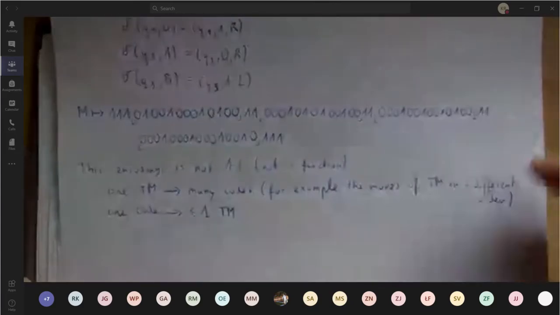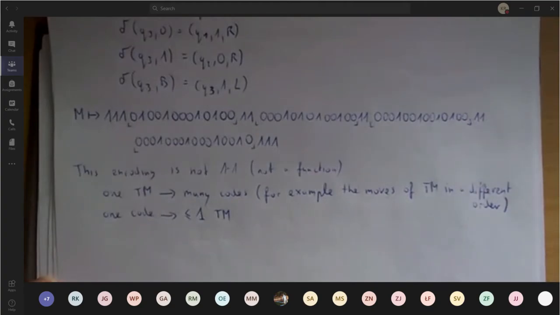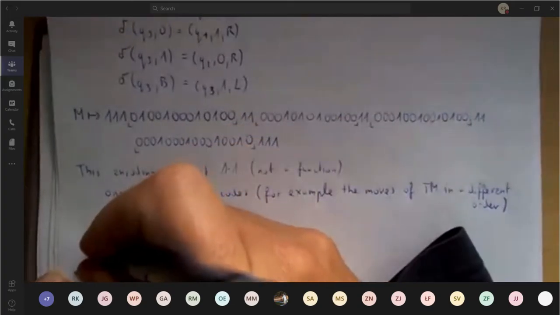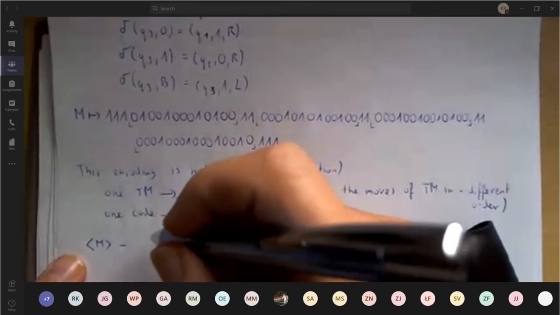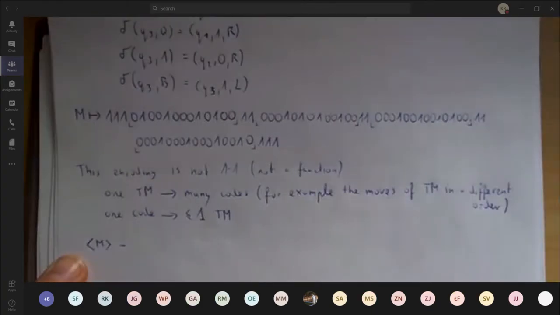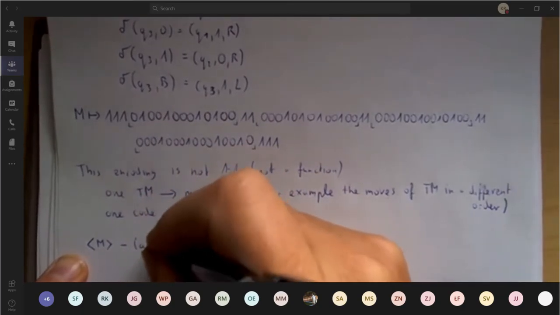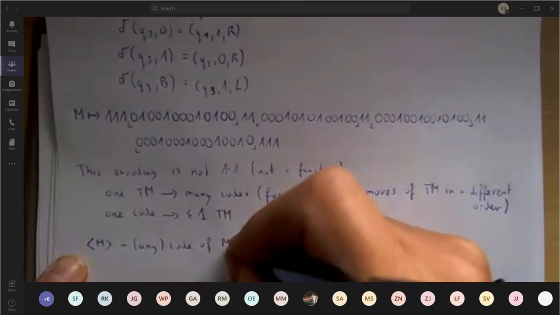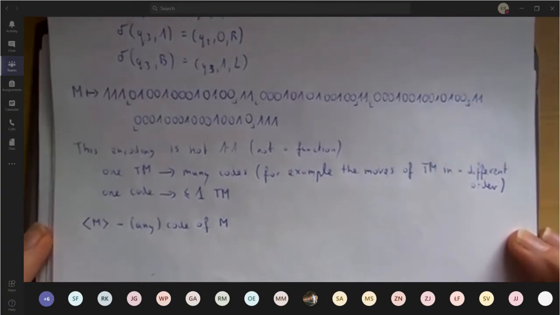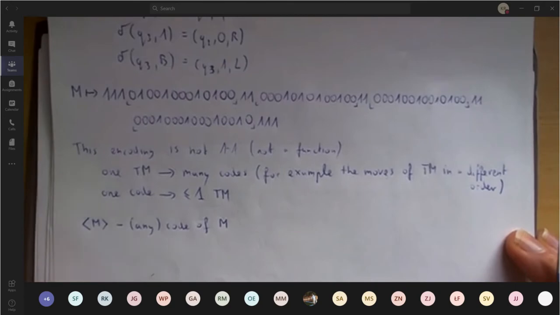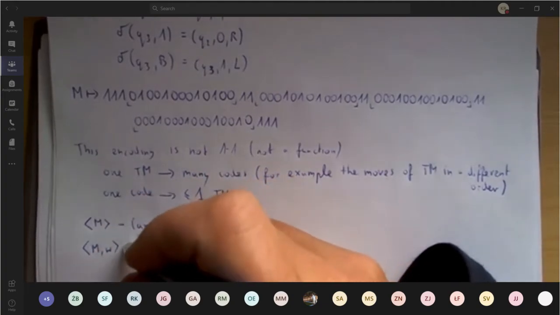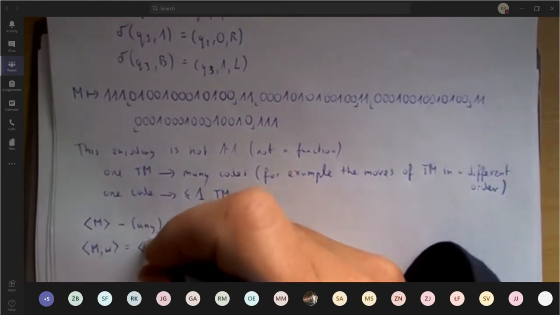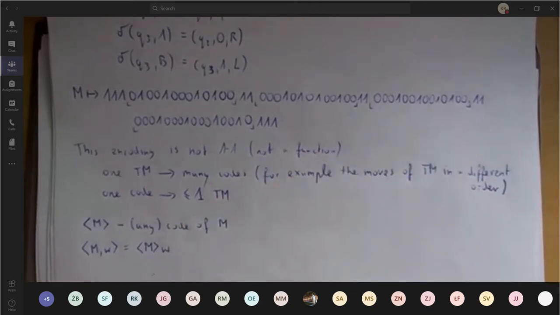Okay, so from now on, we will use sometimes these codes of Turing machine, and I will denote by M with this kind of brackets a code of a Turing machine M. We know that a Turing machine can have many codes, so this is any code of M. And often we will use a string consisting of a pair of strings denoted by M, W. This is a concatenation of the code of M and some string W. Okay, and I will write the following remark.